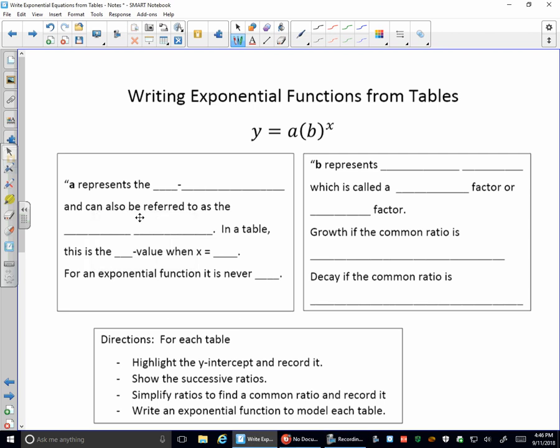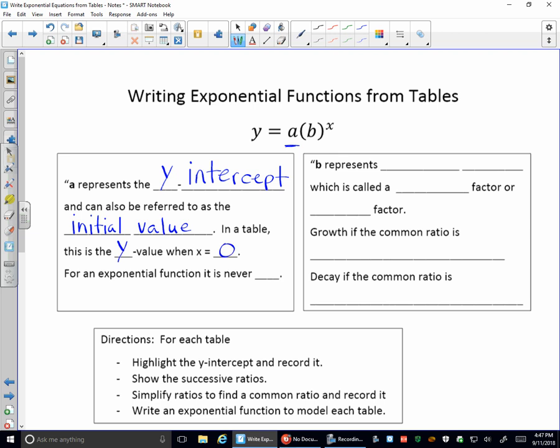Hello, ladies and gentlemen. So we're back for our second topic. We're writing exponential functions from tables. And the two pieces of information we need are an a value, which is our y-intercept. And keep in mind that we call this an initial value, a starting point. Very much like the linear functions, in a table it's our y value where x equals 0.